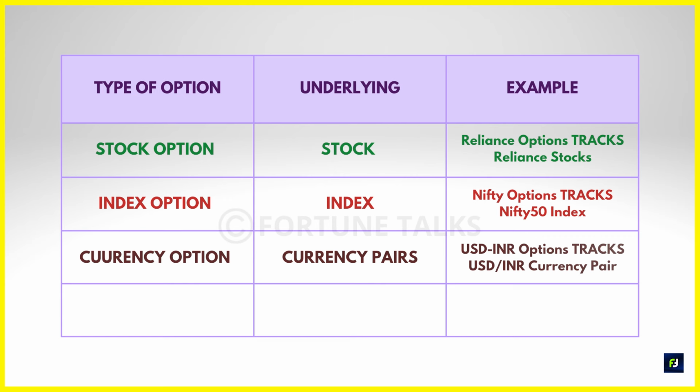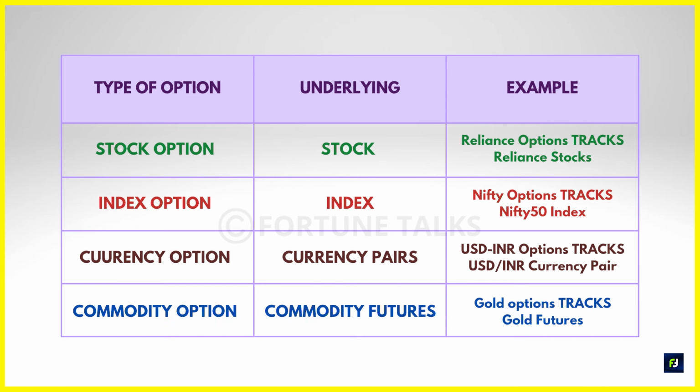The next type are currency options. And as the name suggests, these derivative contracts track currencies. And finally, there are commodity options. The underlying asset for these derivatives are the prices of commodity futures like gold futures, silver futures, crude oil, etc. So the key point to note here is that without an underlying asset, derivatives cannot exist, just like how equity stocks cannot exist without a company to back it up.